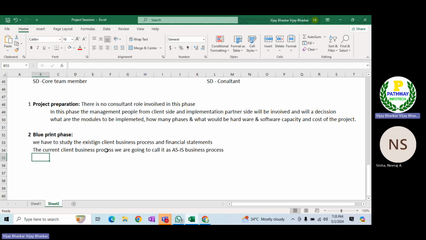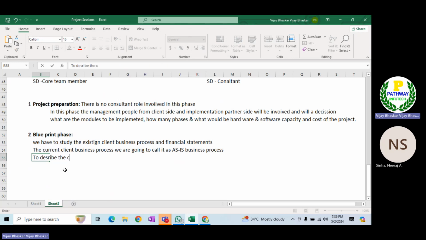Now you and I have both discussed the current business process. But the consultant may not remember, and our core team members may not explain in detail, because we would require the process documents, a detailed explanation or detailed document about that particular business process. Am I right?